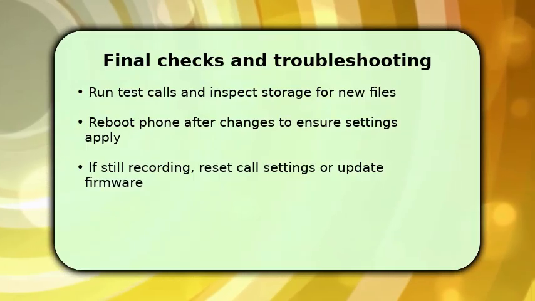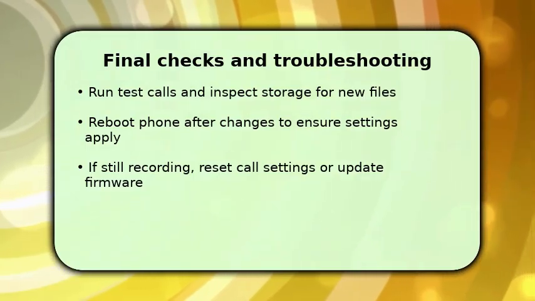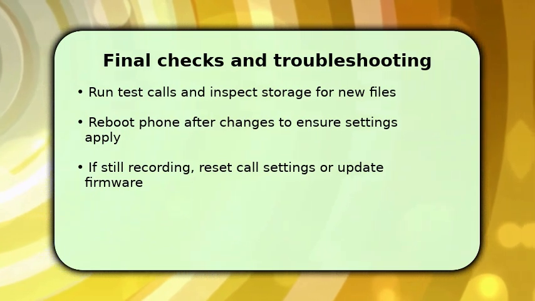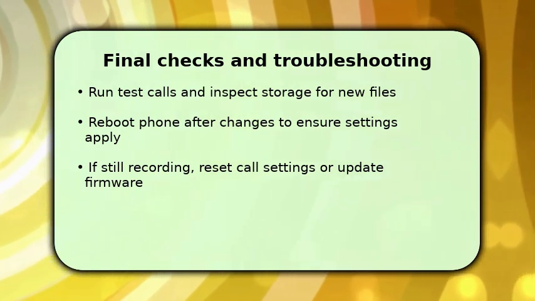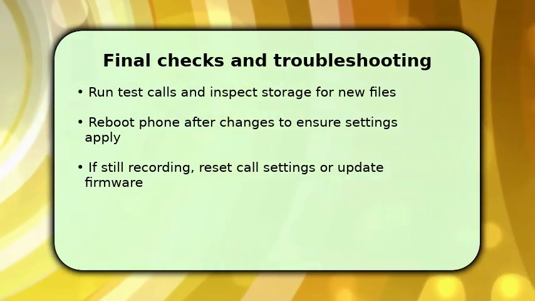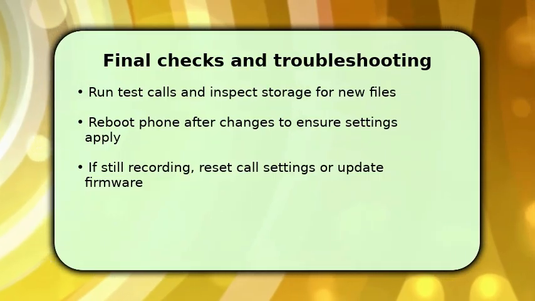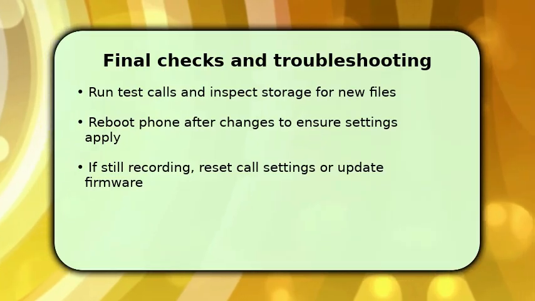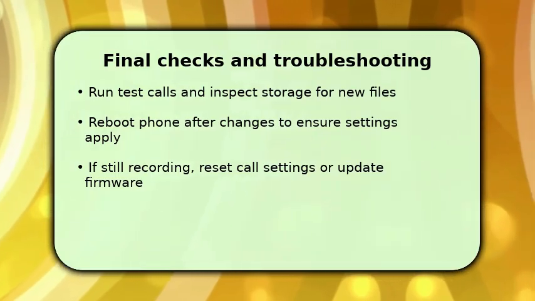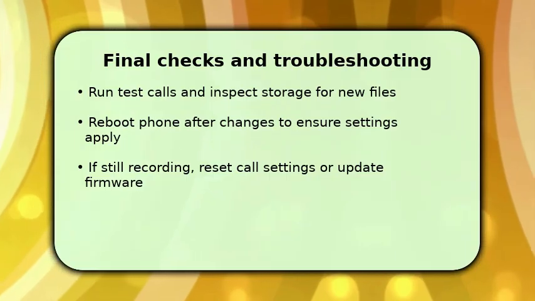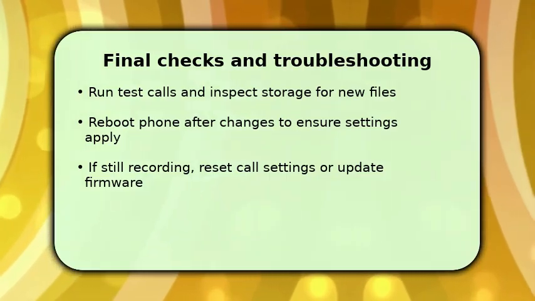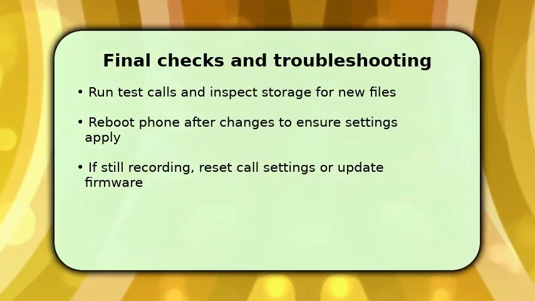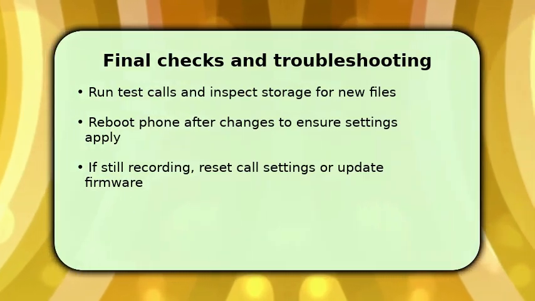Finally, make test calls and immediately check the storage or recordings list to verify no new files appear. This proves the change worked. If you see recordings, reboot the phone to ensure settings take effect, then check again. If recording persists, reset call settings only or update firmware because corrupted settings or outdated software can force legacy behavior. If problems continue, factory reset only after backing up everything. That resolves stubborn recording locks in most Keypad phones.